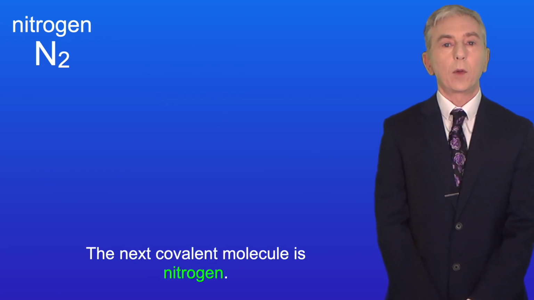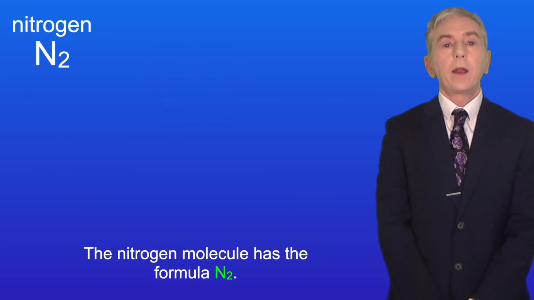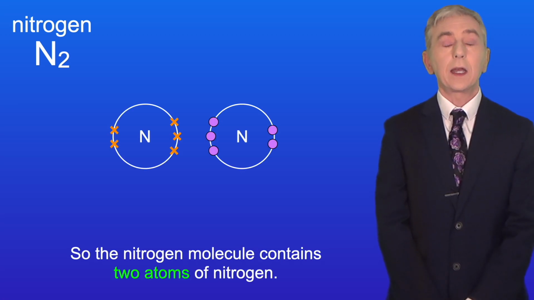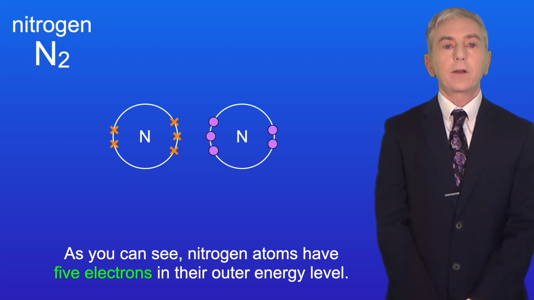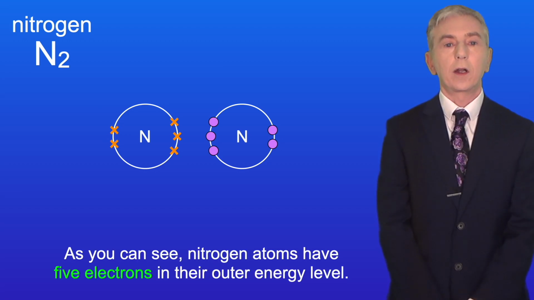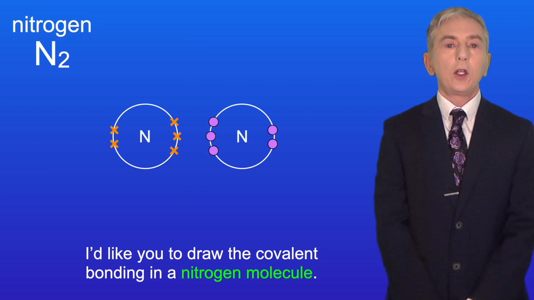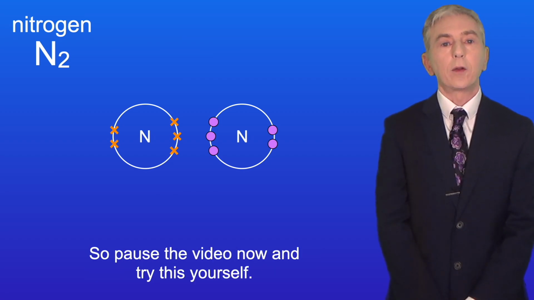Okay, the next covalent molecule is nitrogen. The nitrogen molecule has a formula N2, so the nitrogen molecule contains 2 atoms of nitrogen. As you can see, nitrogen atoms have 5 electrons in their outer energy level. I'd like you to draw the covalent bonding in a nitrogen molecule, so pause the video now and try this yourself.